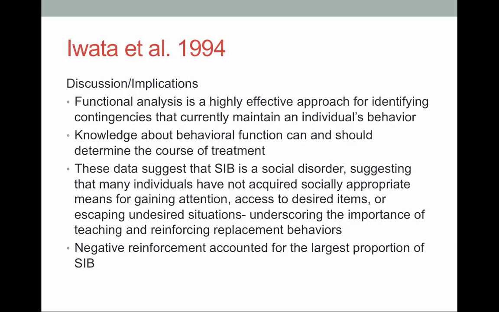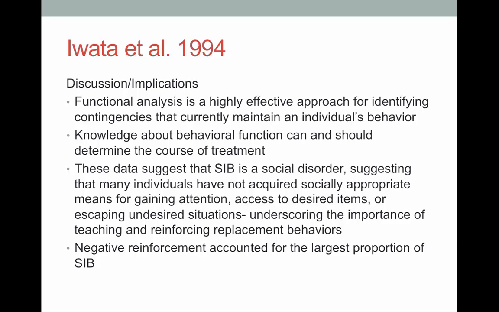And these data suggest that SIB is a social disorder, suggesting that many individuals have not acquired socially appropriate means of gaining attention, access to desired items, or escaping undesired situations, underscoring the importance of teaching and reinforcing replacement behaviors. That is, teaching people behaviors to get out of what they don't want to do, and that allow them to get access to what they do.